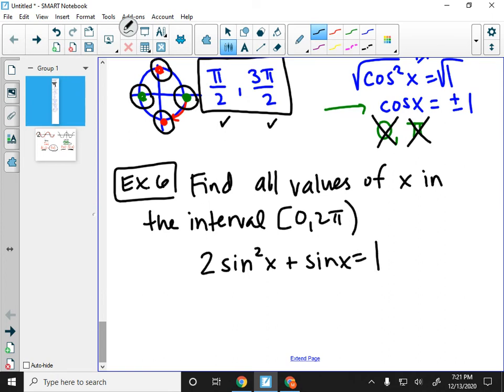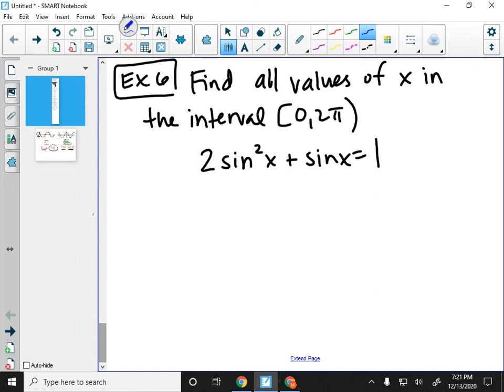Okay, for this one, here's what we want to do. This one does not have any fractions, so I can't just multiply and get going from there. Most of these, not all, but a lot of these problems you're going to have to try to factor, and if you're going to try to factor, you want to set it equal to 0. So I'm going to start this by subtracting 1. That gives me 2 sine squared of x plus sine of x minus 1 equals 0.